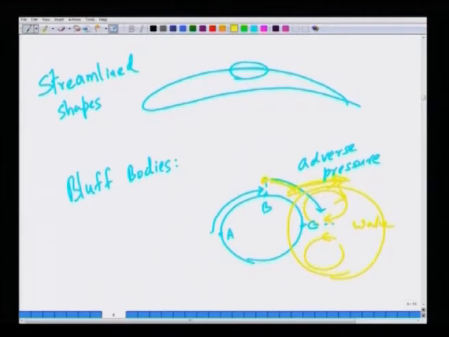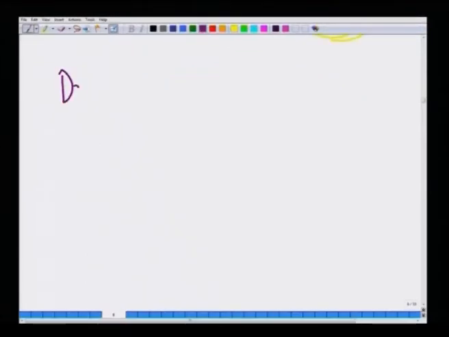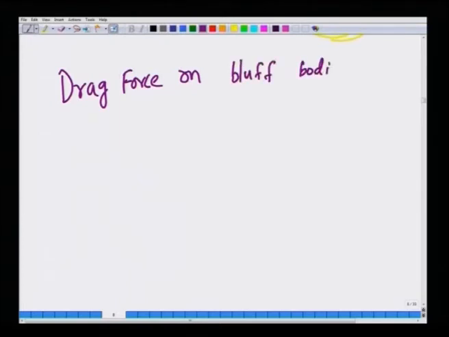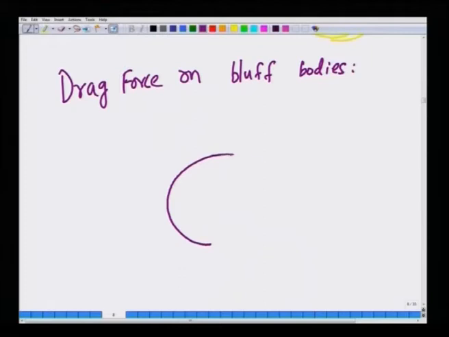So, when you consider flow past bluff bodies, like cylinders or spheres, bluntly shaped objects, then the boundary layer theory is not enough to compute the drag force from first principles because of this phenomenon called separation.